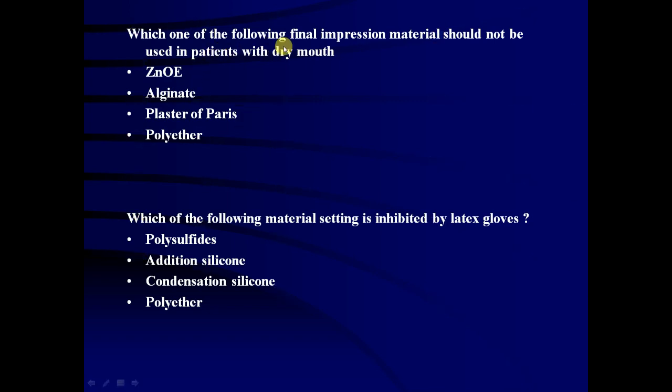Which one of the following final impression materials should not be used in a patient with a dry mouth? Zinc oxide eugenol, alginate, plaster of Paris, or polyether? Very important question. It's zinc oxide eugenol. Which of the following materials' setting is inhibited by latex gloves? Polysulfide, addition silicone, condensation silicone, or polyether? I've told you it's addition silicone.